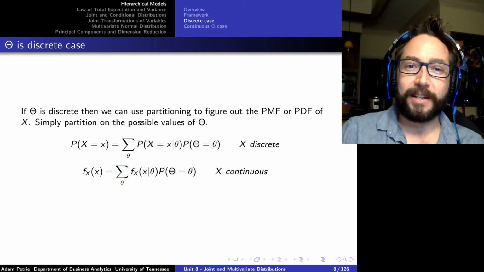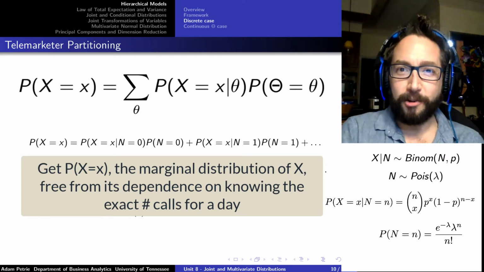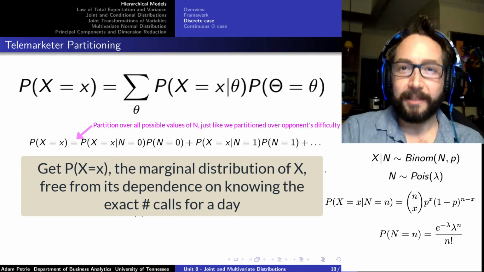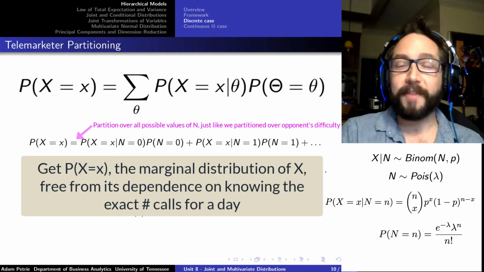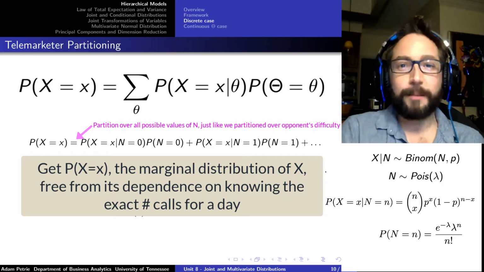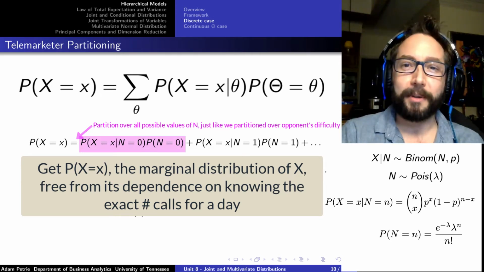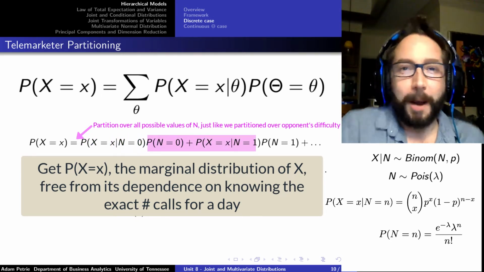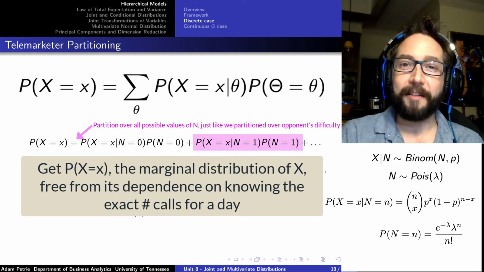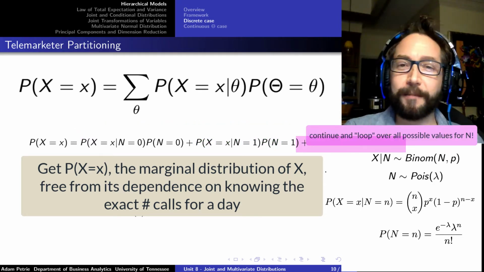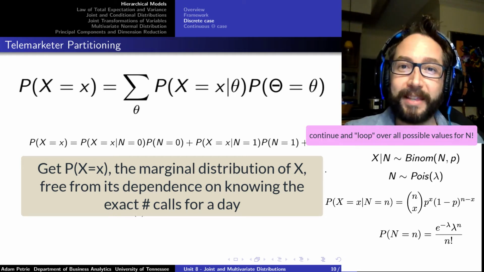So let's go ahead and do this for the telemarketer example here. To partition, to get the marginal distribution of having capital X, the number of sales made, equal to little x, a very particular value, we'll just loop through all the possible values for capital N. So what is the probability of getting little x sales given big N is equal to 0 times the probability that big N is equal to 0, plus the probability of having little x sales given big N was equal to 1 call, times the probability of having 1 call. Just like we're looping over the difficulty of the opponents, we're looping over the possible values for the number of calls that were made that day.